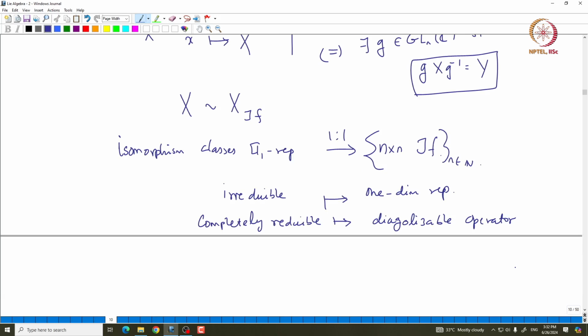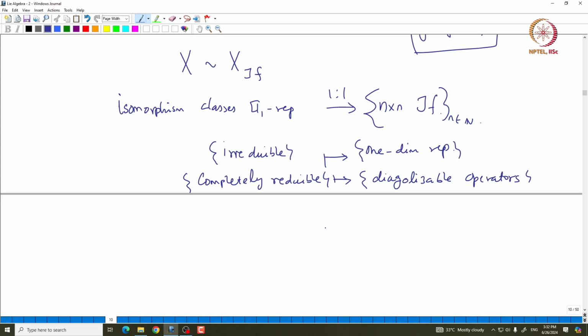Irreducibles are one dimensional. So, by collecting non-zero vectors from those, you can get a basis, an eigenbasis of this operator capital X, whatever that is. Okay. So, completely reducible corresponds to diagonalizable operators, and irreducible corresponds to one dimensional representations.